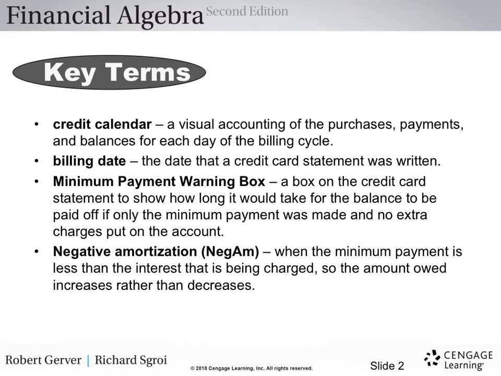And then lastly, negative amortization, or neg-am as it's sometimes referred to. This is when the minimum payment is less than the interest that is being charged, so the amount owed increases rather than decreases. This usually doesn't happen, but it could, where the minimum payment is less than the interest that's being charged.